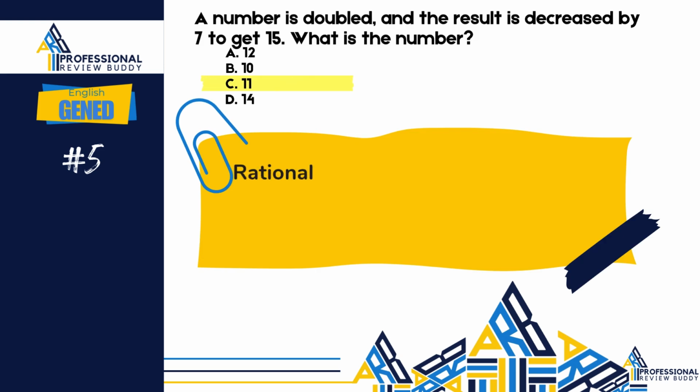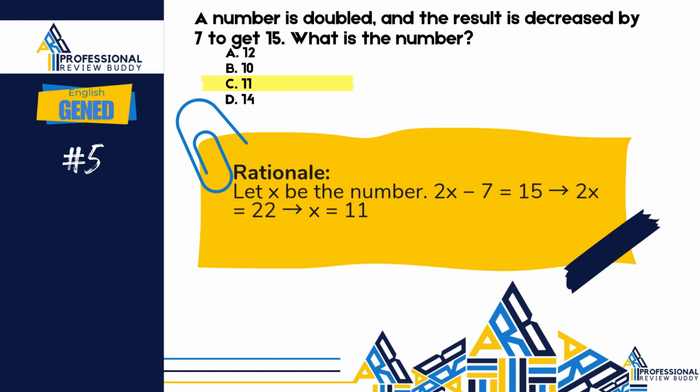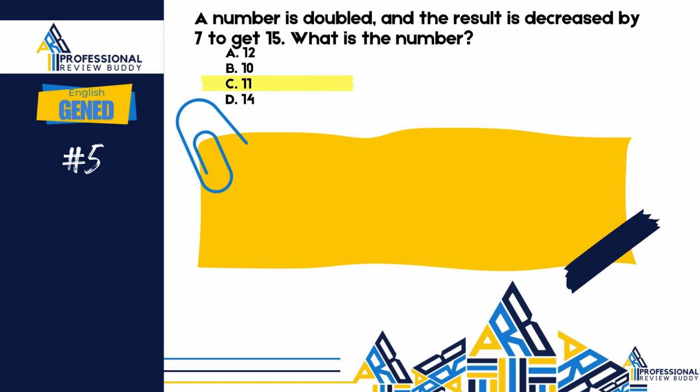A number is doubled, and the result is decreased by 7 to get 15. What is the number? Let x be the number. 2x - 7 = 15, so 2x = 22, so x = 11.